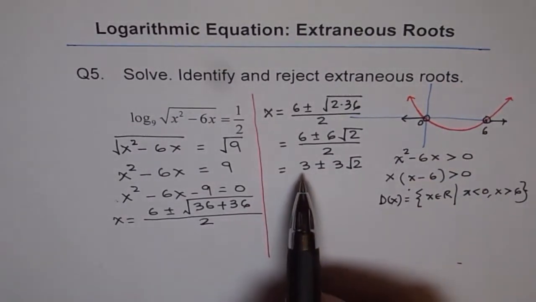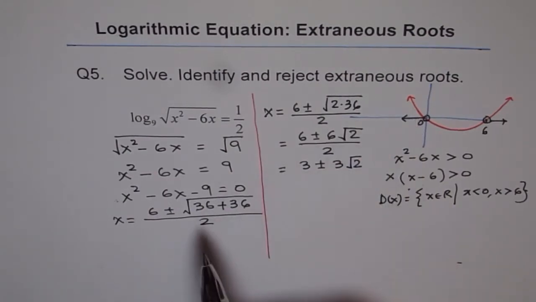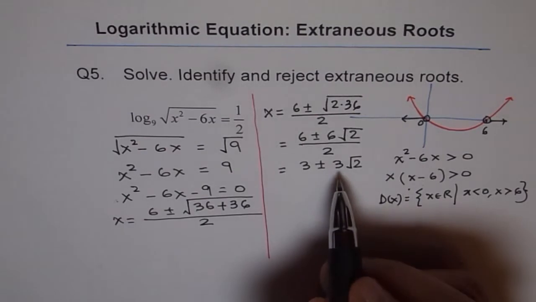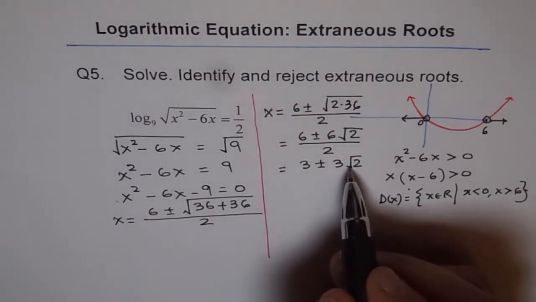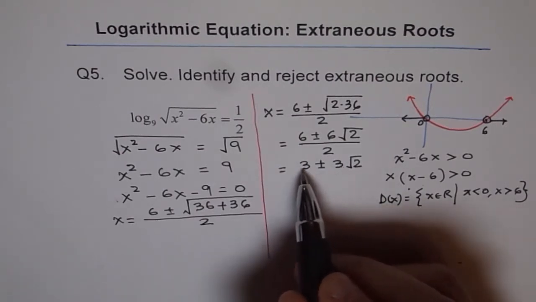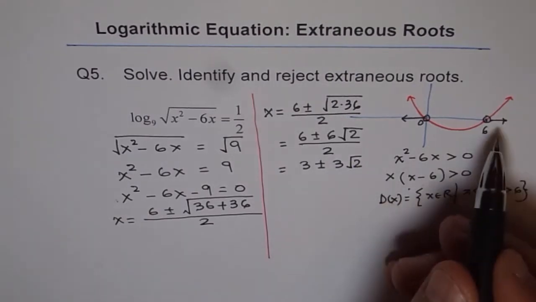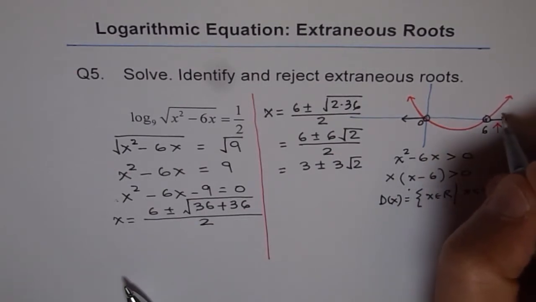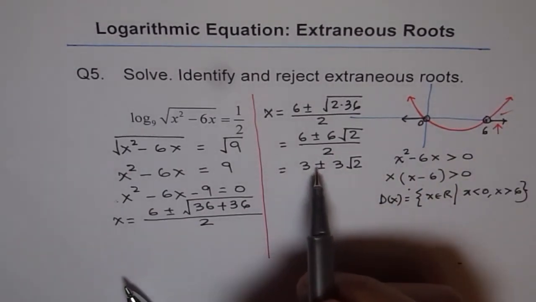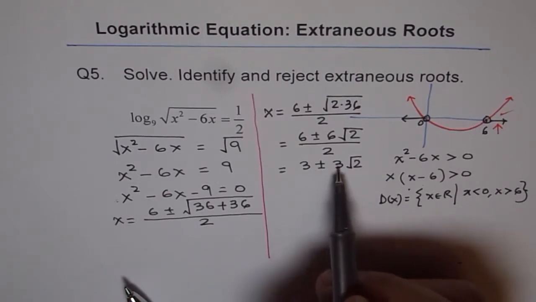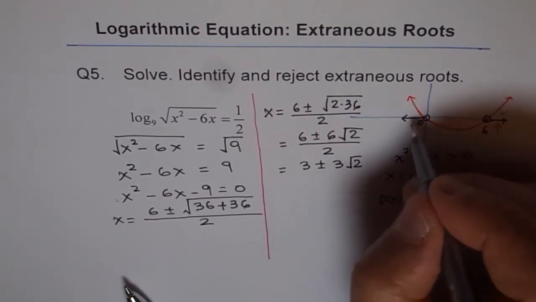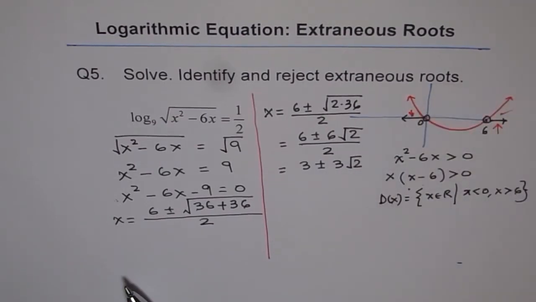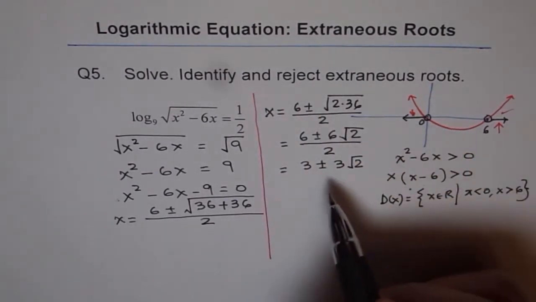Now let us see where these answers lie. Are they within our domain or not, correct? Now 3 square root 2 is more than 3, correct? Let's not worry about the exact value, but we know it's more than 3. So 3 plus 3 is 6, and 3 plus 3 square root 2 will be more than 6. So this point is definitely somewhere in this portion, correct? So it is within our domain, right? How about 3 minus 3 square root 2? This is bigger, right? So it will be a negative quantity, and it will also lie in this portion, correct? So both of them are relevant answers. So we really don't have any extraneous root in this case, right?